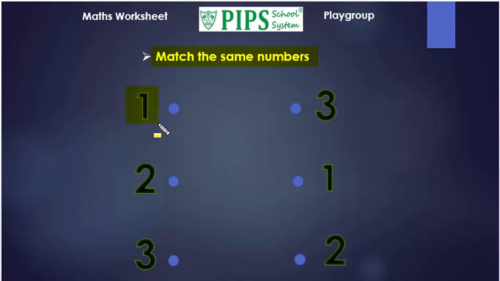The name of this digit is 1. This is the digit 1. And we will match the digit 1 with the same digit like this.